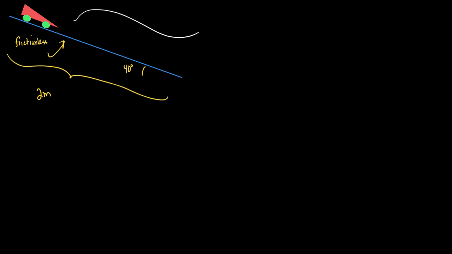So I'm going to start with a free body diagram for the object on the ramp. I believe there's going to be two forces, force down the ramp and a normal force from the ramp. And I believe that's it. So normal force and weight.